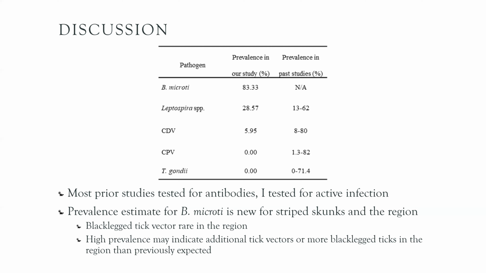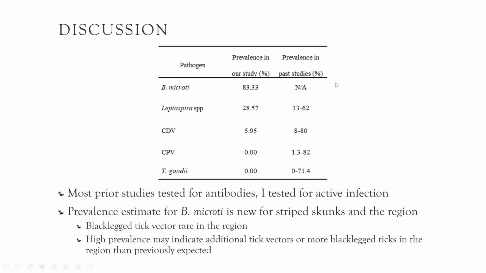But you can see here that prevalence in these studies varies greatly, 0 to 71%. And that's because of a few things. Prevalence is really based off of your sample size, so that can have a huge impact on what your prevalence looks like. And also there are different types of tests that can be done. So again, in the past, many of these studies were done based off of seroprevalence, testing for antibodies, and I was testing for active infections.